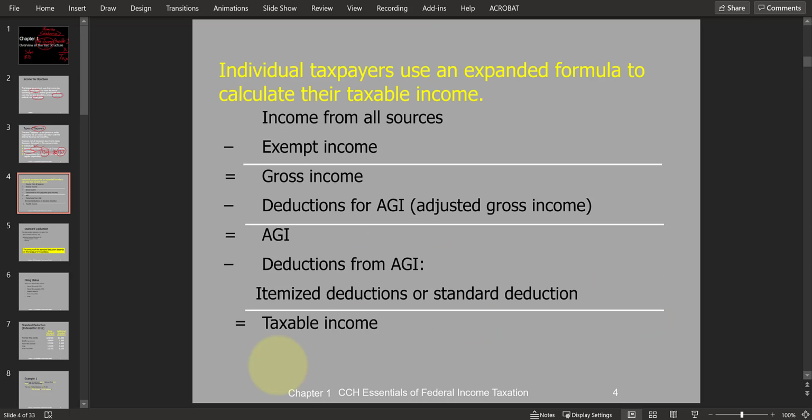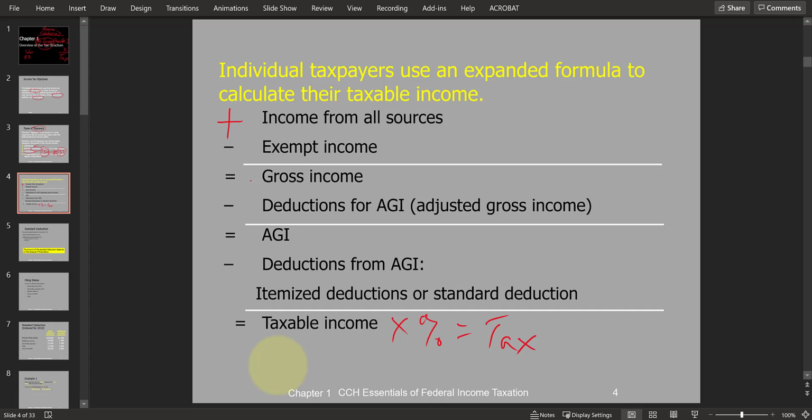We're learning a simple formula. You can see all we're doing here is adding or subtracting to get the remainder, subtracting some more. And you saw some of these terms before. I multiply this by a certain tax rate to get the tax for the year. So this is a simple formula compared to the actual tax form.